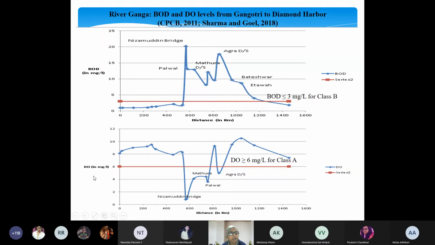So you can see the BOD and the DO for the Ganga River starting all the way from Gangotri to Diamond Harbour. And you can see the level. So for class B, BOD is less than or equal to 3 milligrams per liter, and DO for class A is more than 6 milligrams per liter. So you can see that in many parts of the river, especially all the way from Palwal to, I think, Etawah and then this is Allahabad, almost this entire stretch is highly polluted. The BOD is mostly in class C or worse. And in terms of DO, it's the same story.